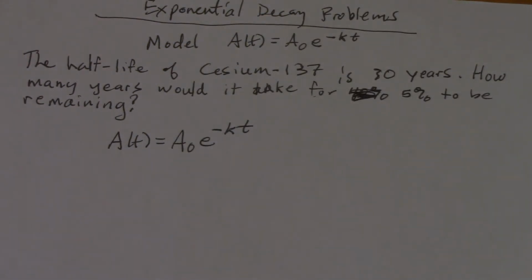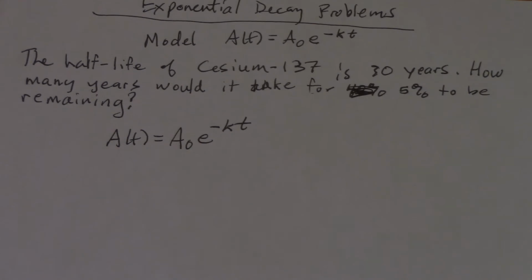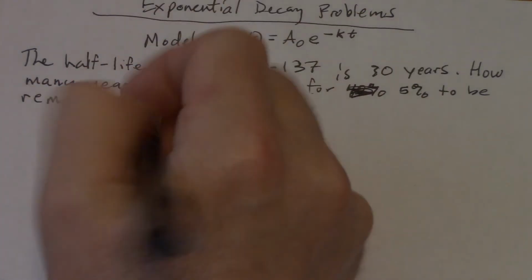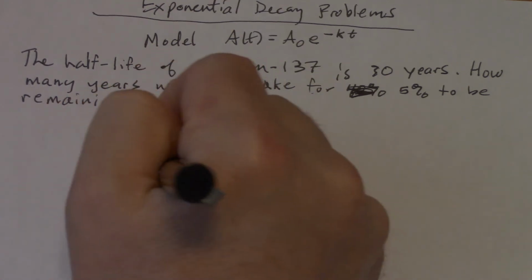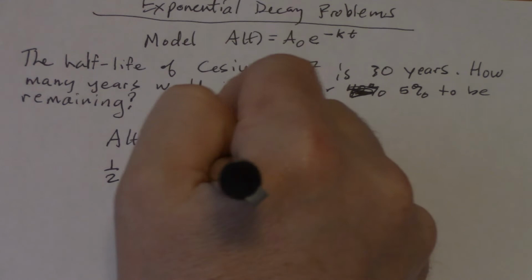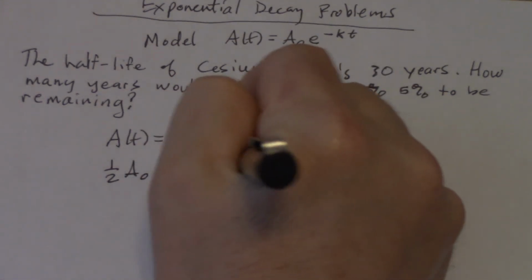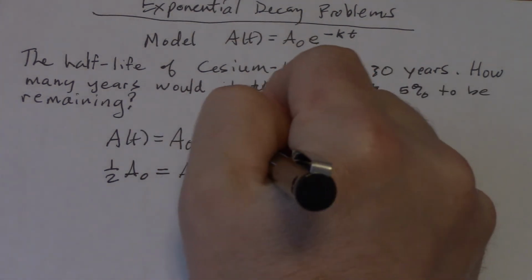We don't know how much the original sample was in terms of mass. But that's no big deal because we know how long it takes for half of it to go away. So if you're uncomfortable doing what I'm getting ready to do, you can let A0 be 100. Half of 100 would be 50, right? You could do something like that if you really wanted to. But I'm going to say (1/2)A0 = A0 e^(-k·30), and we know the half-life is 30 years, so I will say 30.